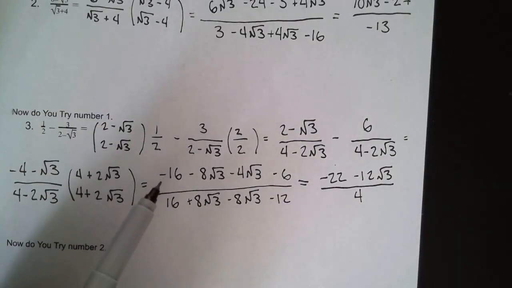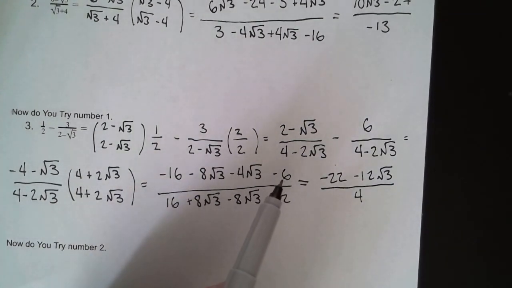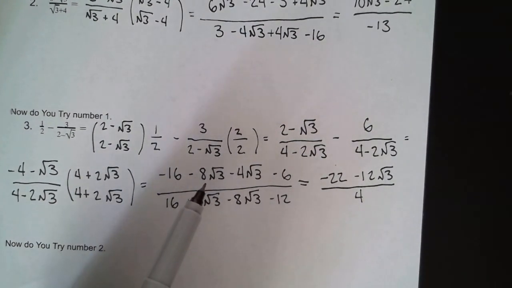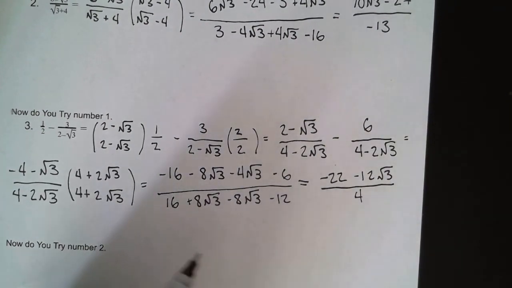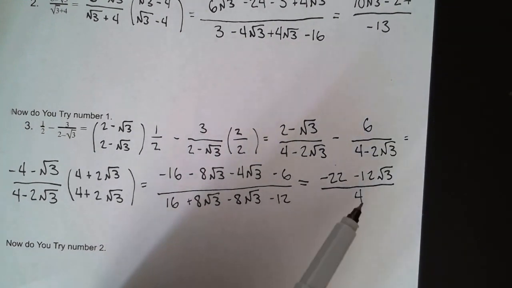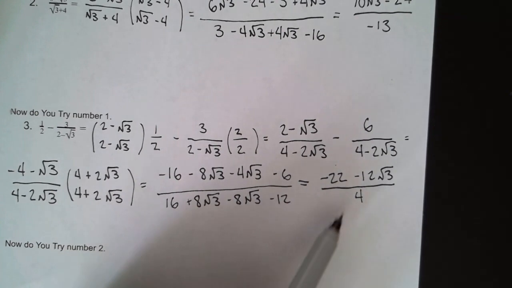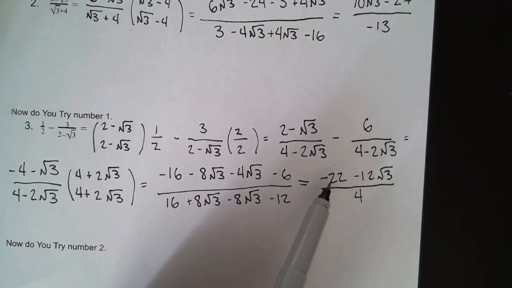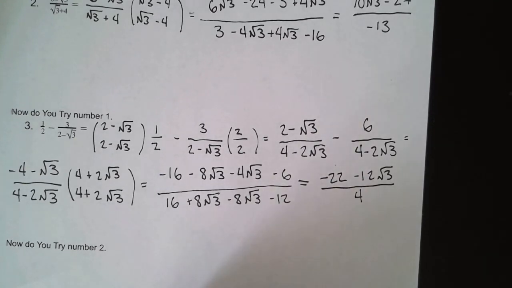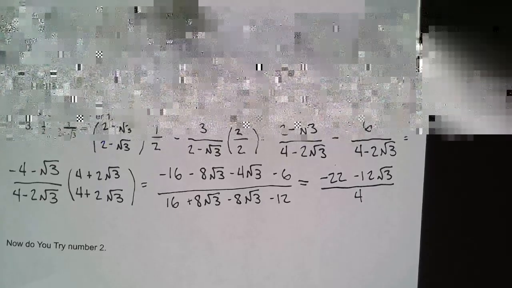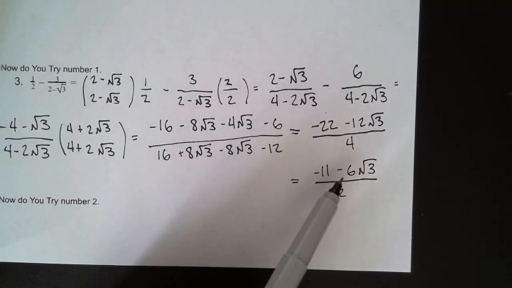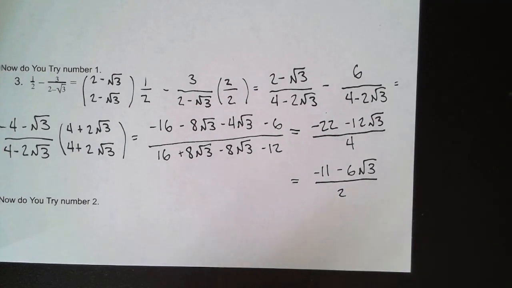So negative 16 minus 6 is negative 22. Negative 8 root 3 minus 4 root 3 is negative 12 root 3. And then 16 minus 12 is 4, and the middle term cancels. So the only thing left we can do here is factor out a 2 from all of this and cancel that in the numerator and the denominator. I'm going to do that now. So when we cancel out that factor of 2, you end up with negative 11 minus 6 over 2.